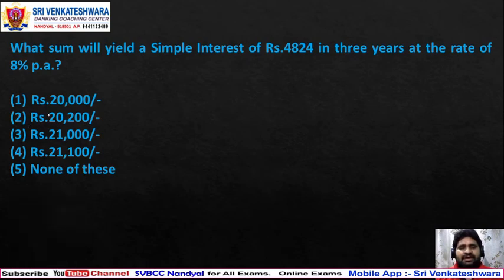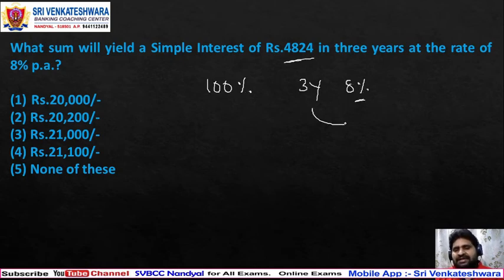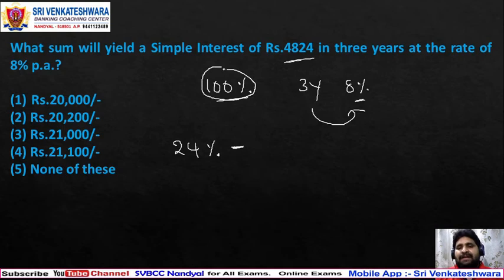Look at the point. At a rate of 8% per annum, which sum will give this interest they're asking? The sum I don't know, so I said always take it as 100%. In 3 years at a rate of 8% per annum, 3 eights, how much will be produced? 24%. So 24% on 100 is the interest. Whatever interest we are producing is 4,824 rupees, so that 24% is 4,824 rupees.